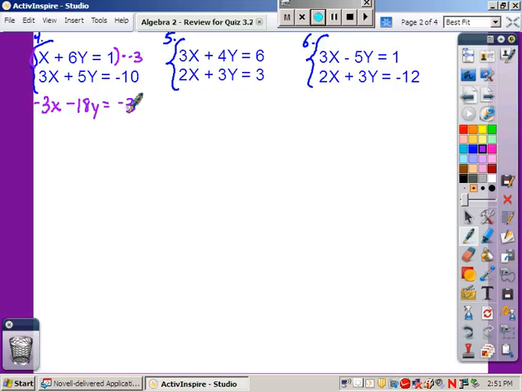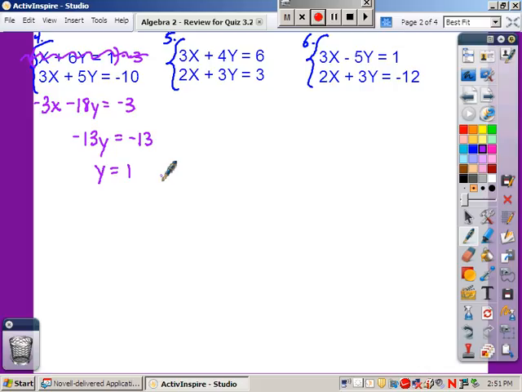So what that does is it allows me to cancel out this whole beginning equation and use this one, sorry about that, use this one and the one I didn't cancel. I'm going to push them together now. I'm going to add column by column. So 3x and negative 3x added together cancel. 5y and negative 18y added together gives me negative 13y. Negative 10 and negative 3 added together is negative 13. Simple solving, divide by negative 13, y equals positive 1.